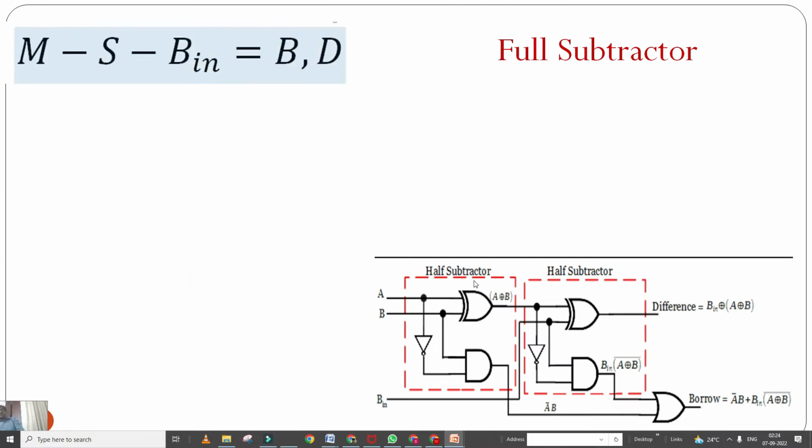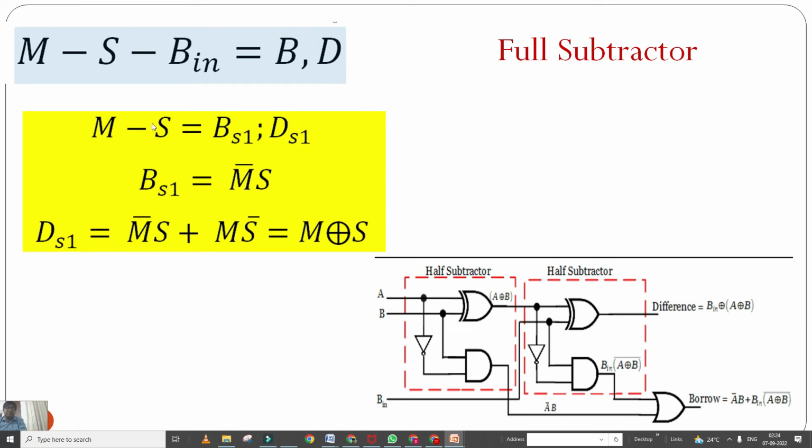So look at M minus S minus B in equals B and D. We have to perform M minus S, that is BS1 and DS1, that is step 1: the borrow of step 1 and the difference of step 1. BS1 is expressed as M bar S. We already performed this operation at the starting, and DS1 is nothing but the XOR gate.